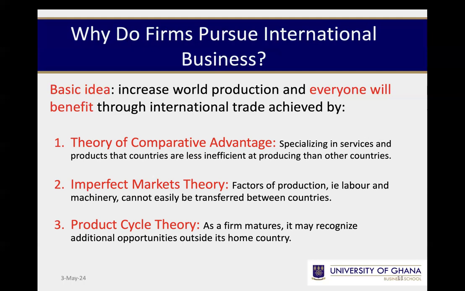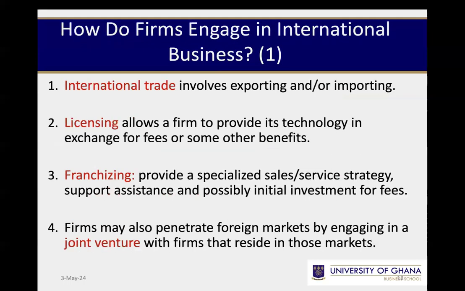So these are the typical theories that are used to explain international business, or in a sense, used to explain or to justify why firms pursue international business. Now, once firms have decided to pursue or go into business internationally, what are the modes by which they can engage? One of the easiest and the simplest is international trade.